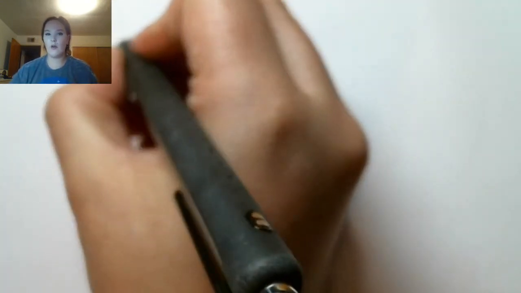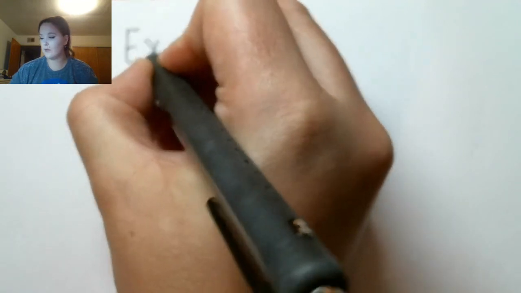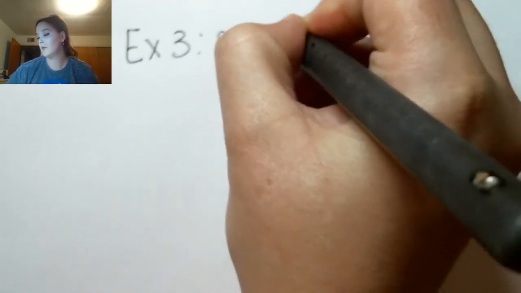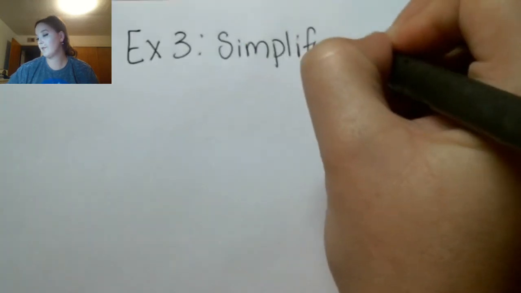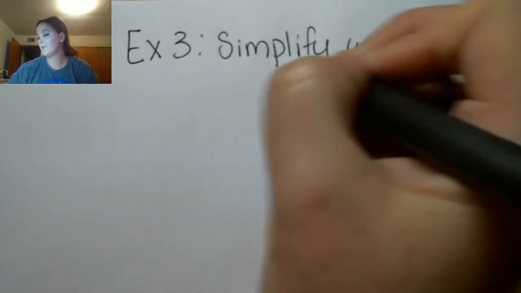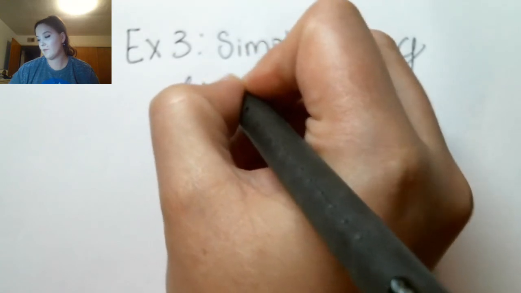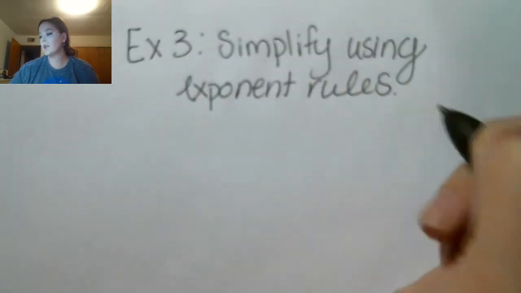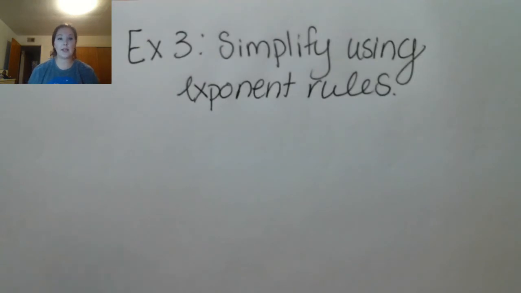So let's look at some more examples of using exponent rules with these fractional exponents. Again, we're using all the same exponent rules. The only reason it looks more difficult is because the exponents themselves are more complicated.